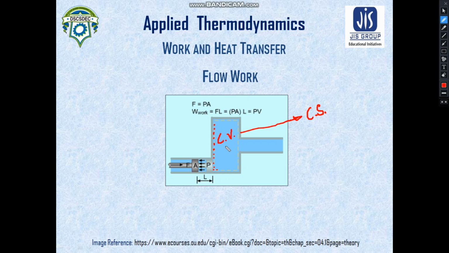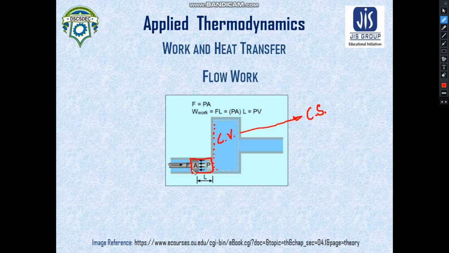So to analyze that portion, we have imagined a piston cylinder arrangement. Some amount of fluid is contained within that piston cylinder arrangement. Here you can see that this is the piston cylinder arrangement.